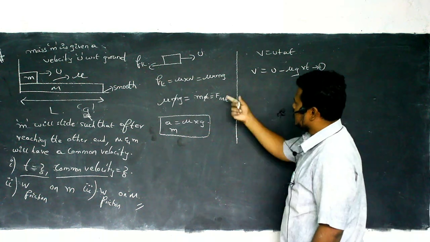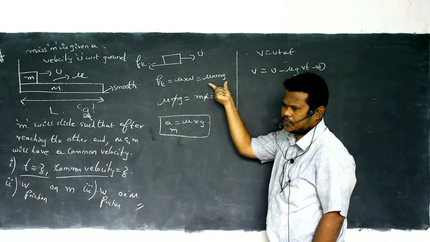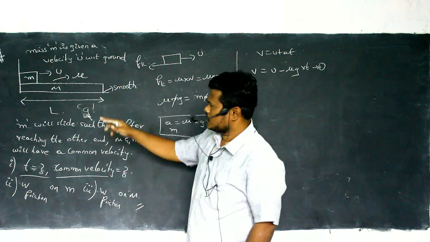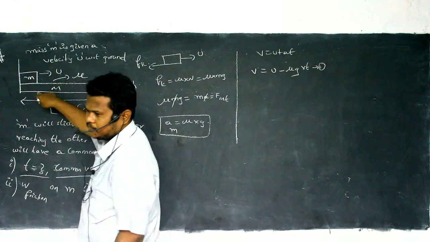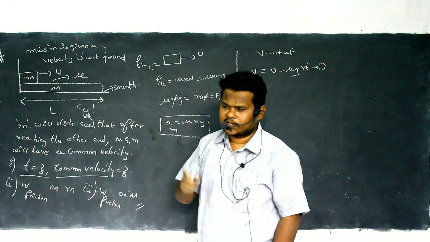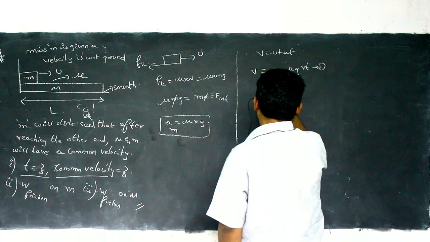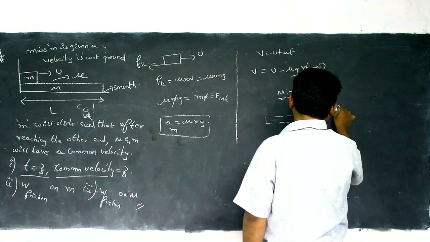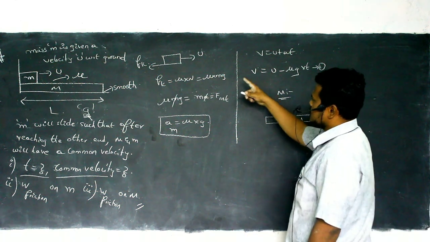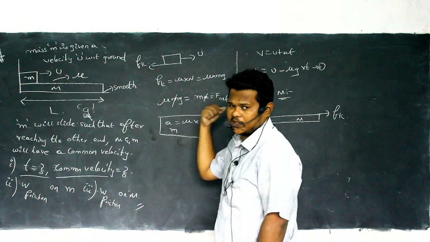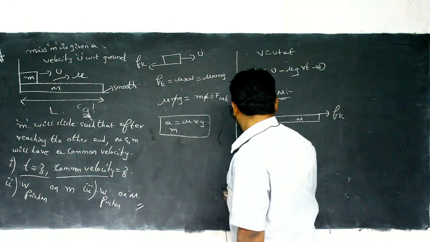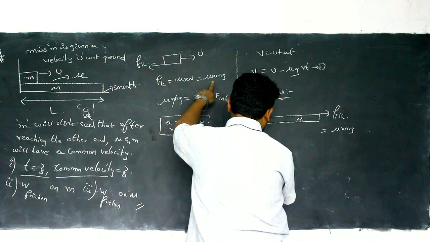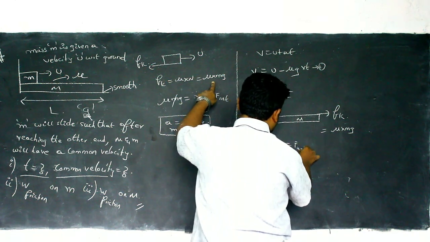So what is the frictional force? Mu mg. The same friction will be acting on capital M also, because the only force present between small m and capital M is the frictional force. But what is the direction of friction on capital M? On capital M, friction is acting in this direction, because on small m friction acts in one direction, so on capital M it should act in the opposite direction. And the value of friction is mu into mg. So this mu mg will become the net force on capital M.